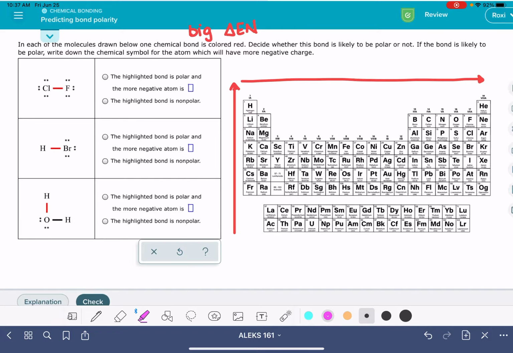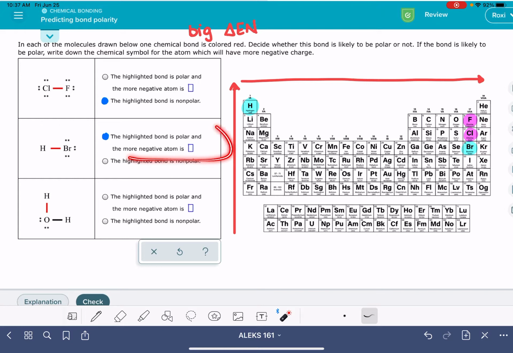So we've got a couple of elements in our first molecule, chlorine and fluorine. If we've got a couple of elements that are really close together, then we would predict that since they are really close together, they don't have a very big difference in electronegativity, and that would mean that their bond is not polar. For hydrogen and bromine, if we look at where they are located, hydrogen is over here and bromine is over here. Those elements are super far apart. And so we would say that that is a polar bond.